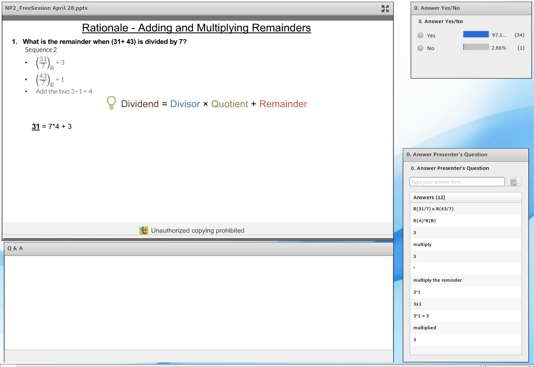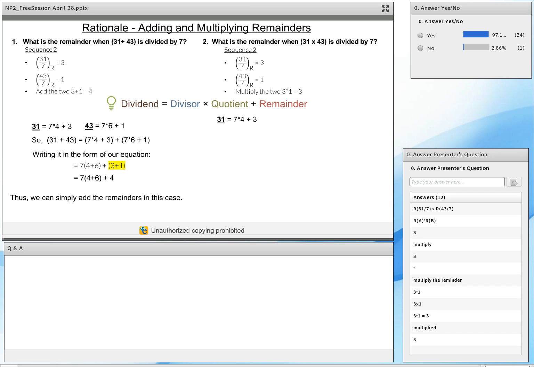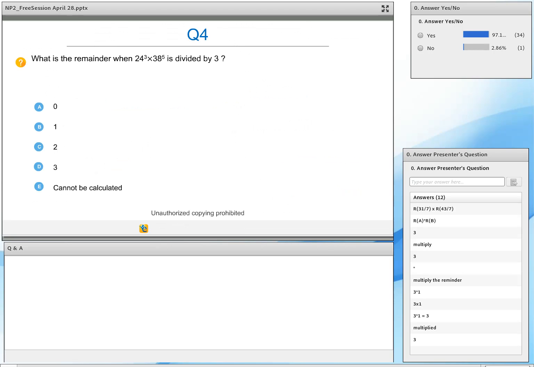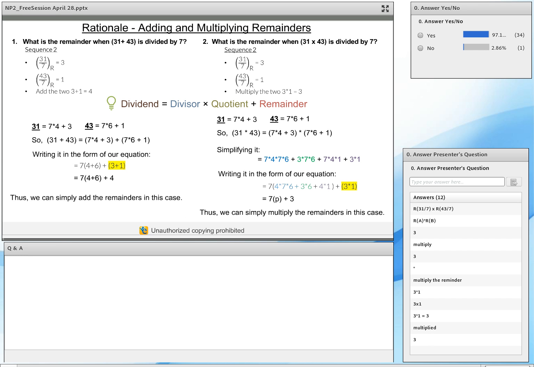Okay, you can definitely add and multiply remainders, and why you can do that has been explained in this section over here. So I'm not going to go through the details of this. Again, you can work it out on your own as well. So after the session, when I share this PDF with you, just work it out on your own and be absolutely confident that you can add and you can multiply the remainders. Okay. All right. So now let's apply this concept on these questions.